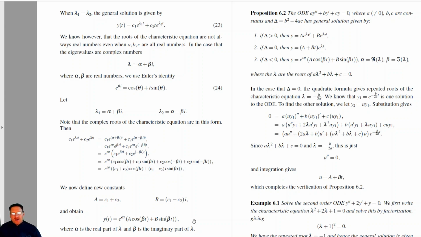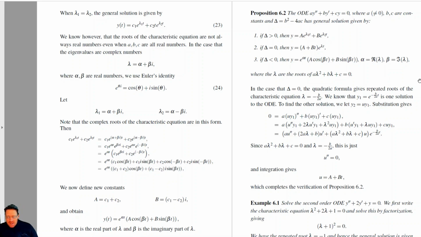And finally, if delta is negative, that's the case where we have a negative inside our square root, and so we have two complex conjugate roots of our quadratic equation, which is the characteristic equation. So they're complex, and so we go for the form down here on the left, which is expressed right here. So e to the alpha t outside of a cos of beta t plus b sine of beta t, where alpha is the real part of lambda and beta is the imaginary part of lambda. Okay, and lambda are the roots of the characteristic equation there.